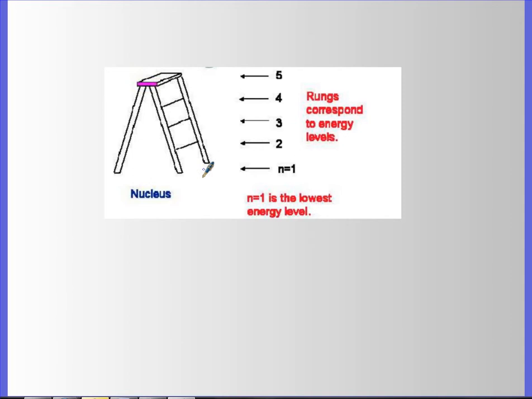Let's think about this. Imagine you're climbing a ladder. When you're standing on the ground, you're at your lowest level. You're at your lowest energy level, so that's called n equals 1. When you go up a rung, you are increasing your energy level. It takes energy to go up the ladder. You can go up one rung at a time, or if you have really long legs, you can jump two rungs at a time, correct? Or if you have really, really long legs, you can do the whole thing all at one time.